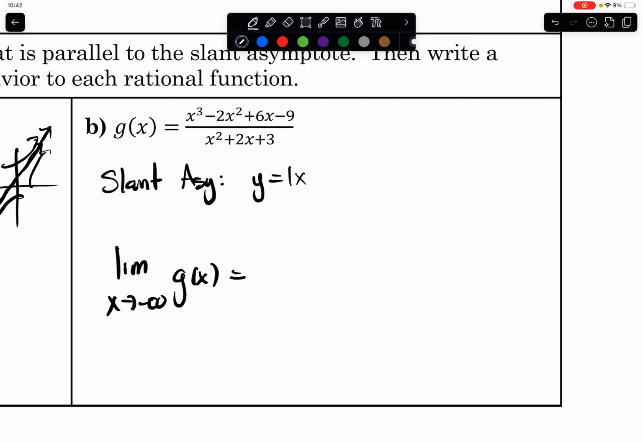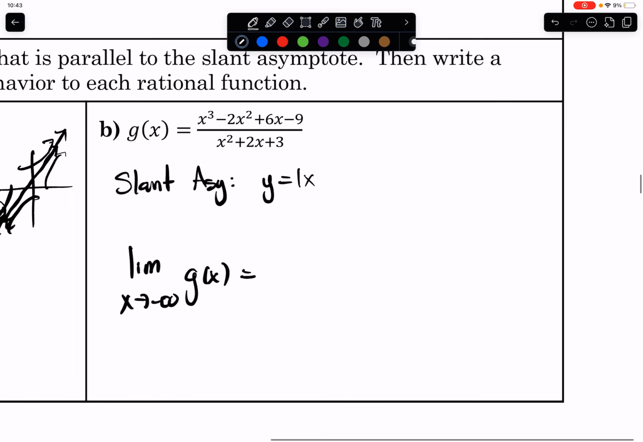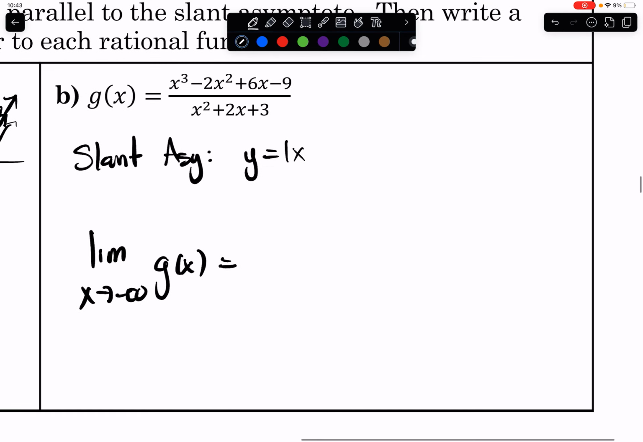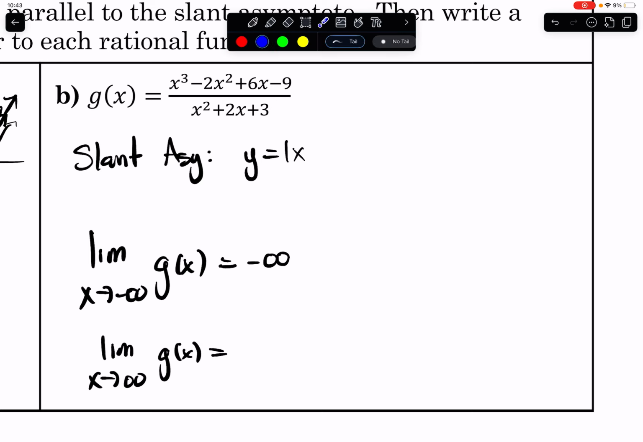So the end behaviors, the limit notation that describes the end behaviors, will be that the limit as x approaches negative infinity of g of x is going to be the same as the previous example. And again, the reason for that is because the slope of this line is positive 1. So the left end is going to be pointing downward and the right end is going to be pointing upwards.